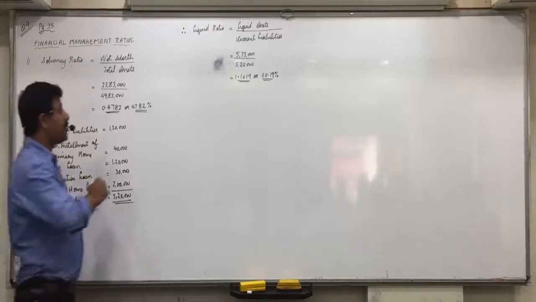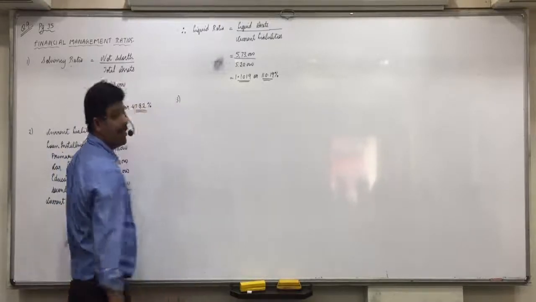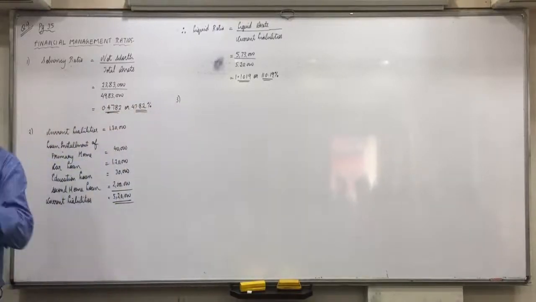Then which is the third ratio we find? Savings ratio. What is the formula of savings ratio? Cash surplus, that is directly available from the income statement. How much is cash surplus? 3,53,000 divided by income after tax. What is gross income, total income? 11,30,000 minus tax, 20,000. Do you all find that?